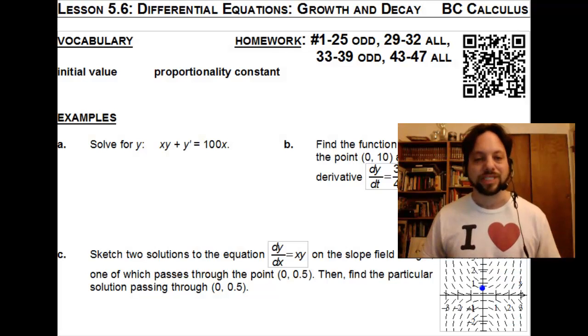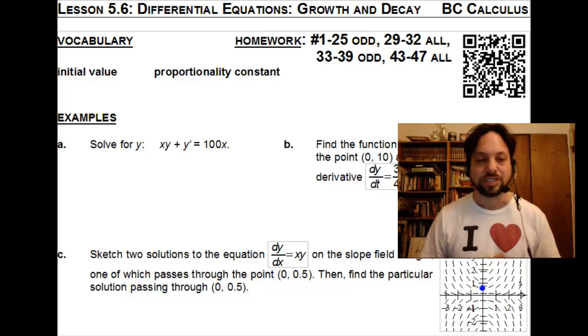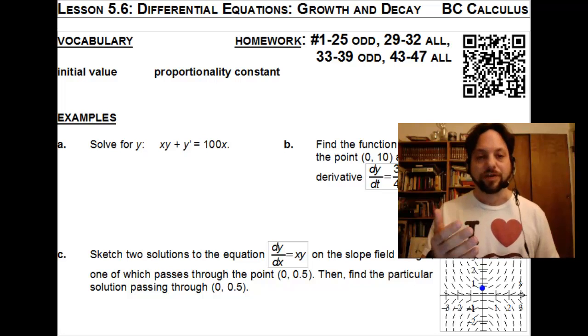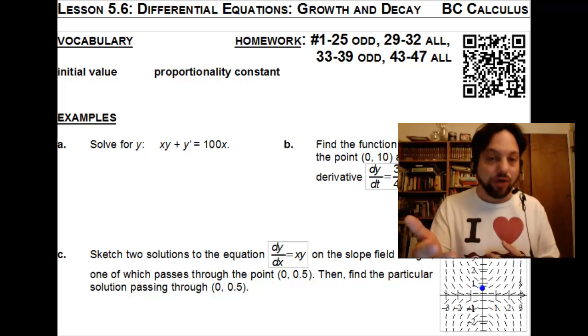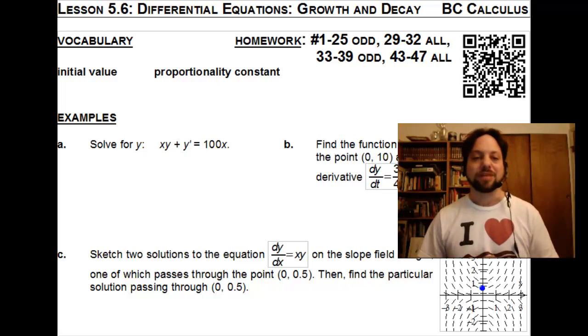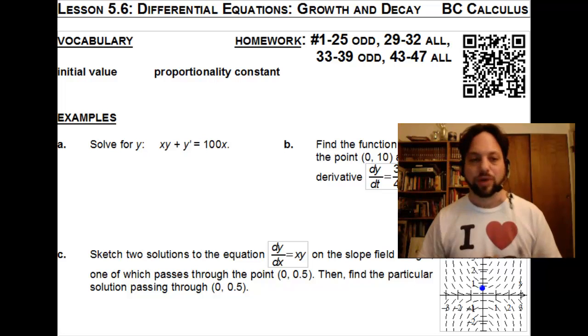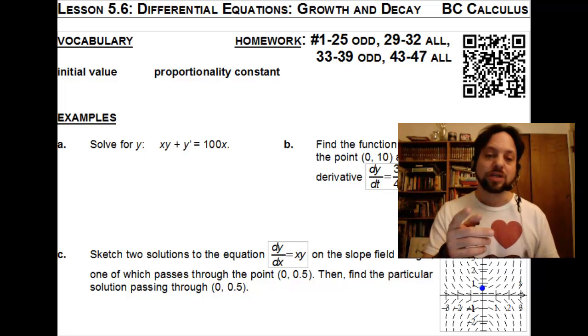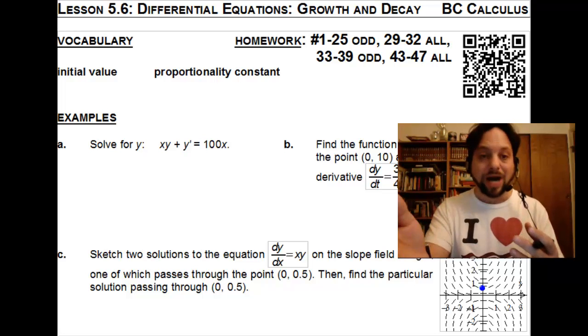In Lesson 5.6, Differential Equations, Growth and Decay, we'll take a look at a class of differential equations in which the rate of change of some variable is in some way proportional to that variable itself. See, what we've been doing all this time is saying that the rate of change of y is proportional to x in some way or another. But in this lesson, we're going to explore where the rate of change of y is proportional to y.